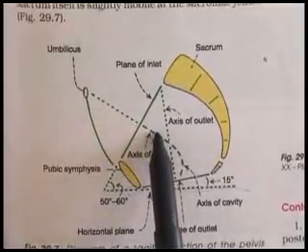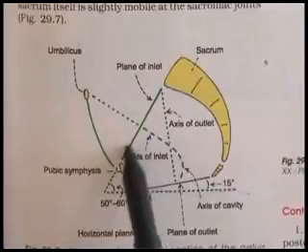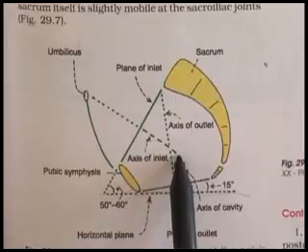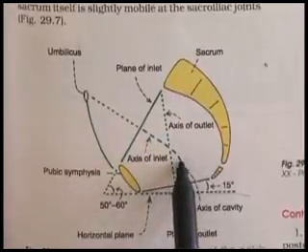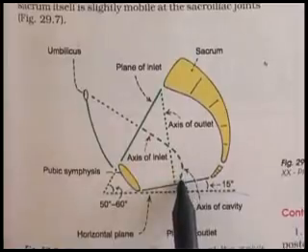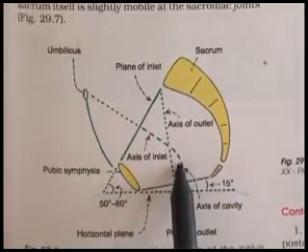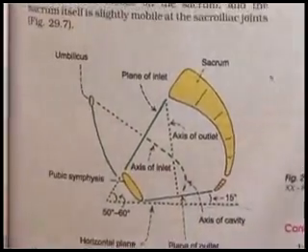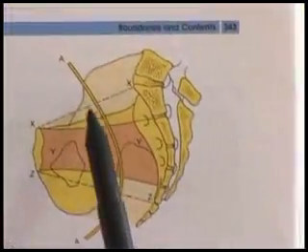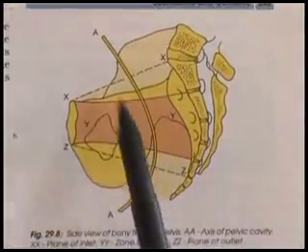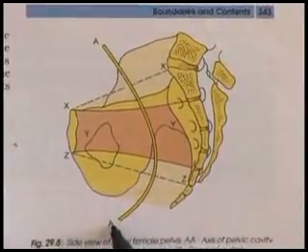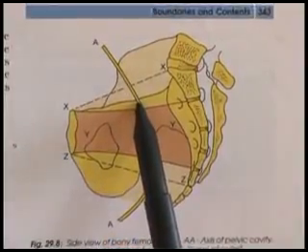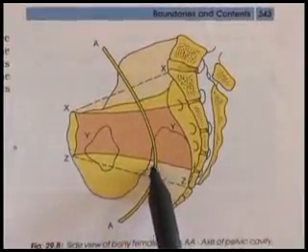This line shows the axis of inlet, and it is going downwards and backwards. It then shows the axis of the cavity, and further it comes downwards and forwards to show the axis of the outlet. The next figure shows the J-shaped direction which the fetus takes during its difficult journey. First it passes through the axis of the inlet, then through the axis of the cavity, and finally through the axis of the outlet.